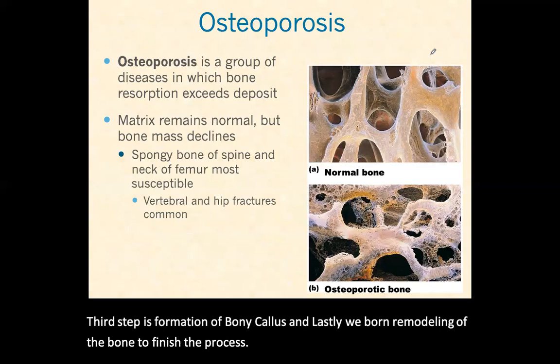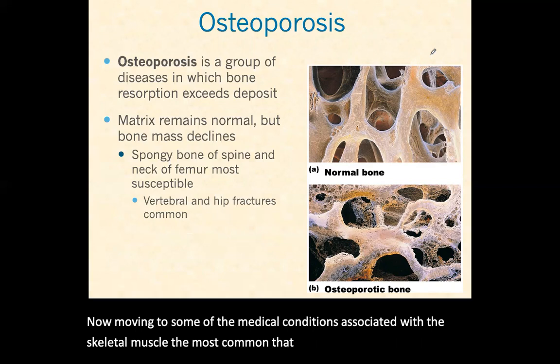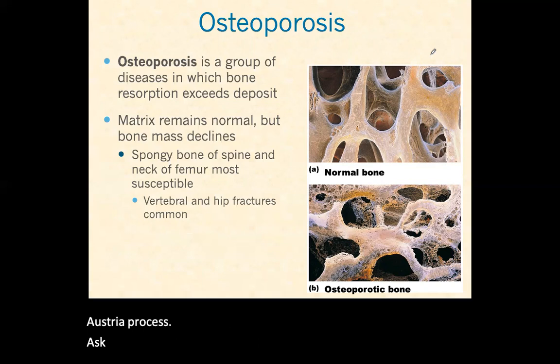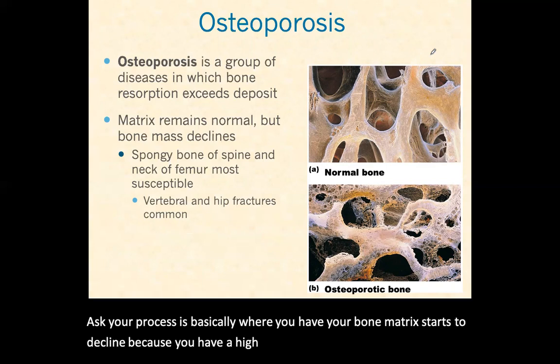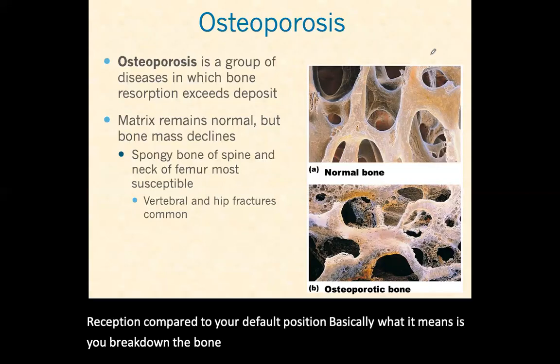Now, moving to some of the medical conditions associated with the skeletal system, the most common that you'll see nowadays is osteoporosis. Osteoporosis is basically where your bone matrix starts to decline because you have a high rate of resorption compared to your deposition. Basically, what it means is you break down the bone at a faster rate compared to adding new matrix.